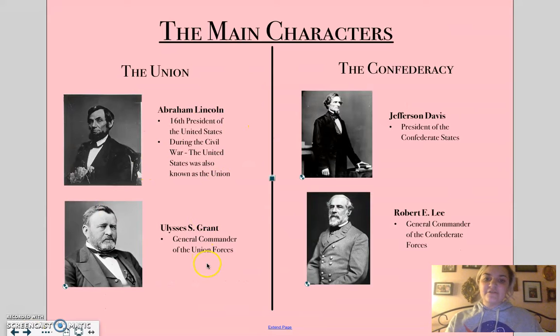This is just the main characters of the people who contributed to the Civil War. On this side, we have the Union. On this side, we have the Confederacy. We have the presidents of each, which is Abraham Lincoln and Jefferson Davis, and the generals of each, which is Ulysses S. Grant and Robert E. Lee.